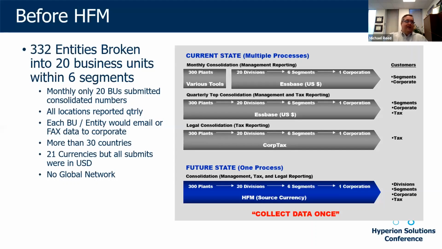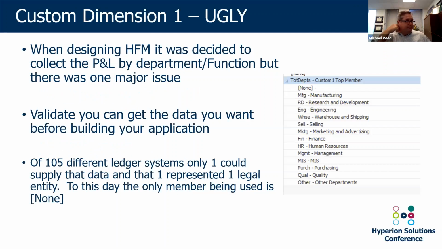One of the first things that we did is our management wanted to be able to do department level or function level reporting. So we added Custom One, and we added these great members for all of our functions. It was great. The problem was we never talked to our end users and found out that nobody could give us the data. We built an application. We built in a custom dimension with about a dozen members. And the only member that we use to this day is none.